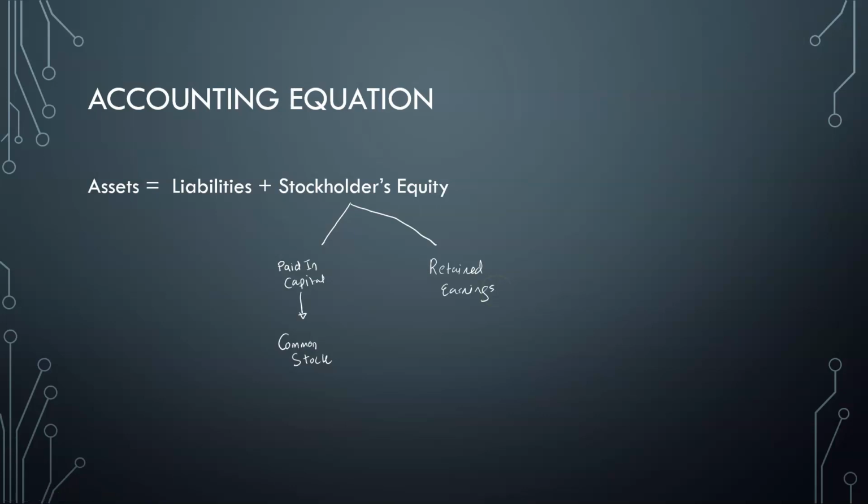So you could rewrite the accounting equation to expand it and say assets equal liabilities plus common stock plus retained earnings. This is called the expanded accounting equation, and we will take a look at some examples using the expanded accounting equation later. This common stock and retained earnings combined is stockholders' equity.